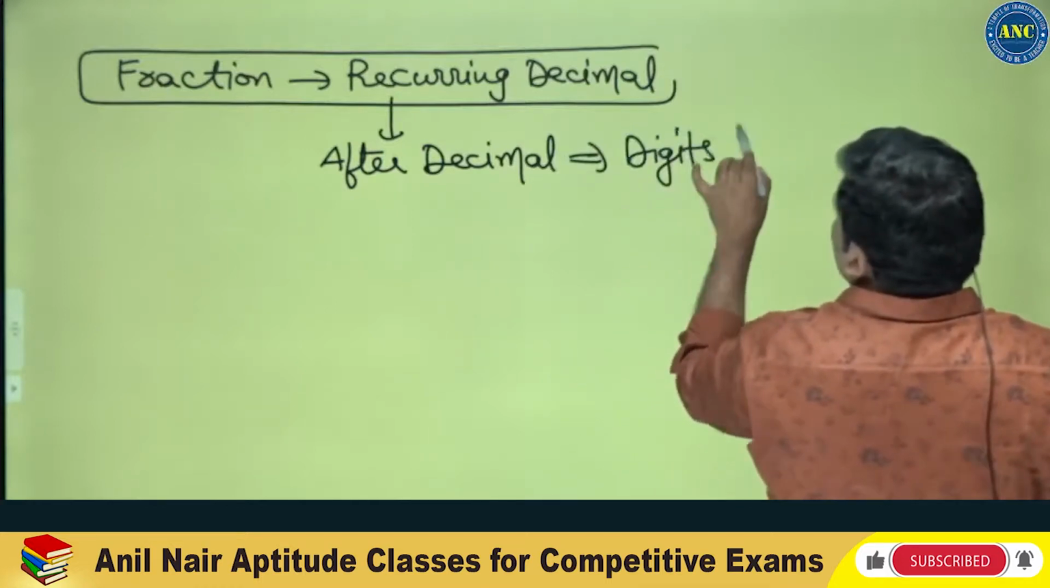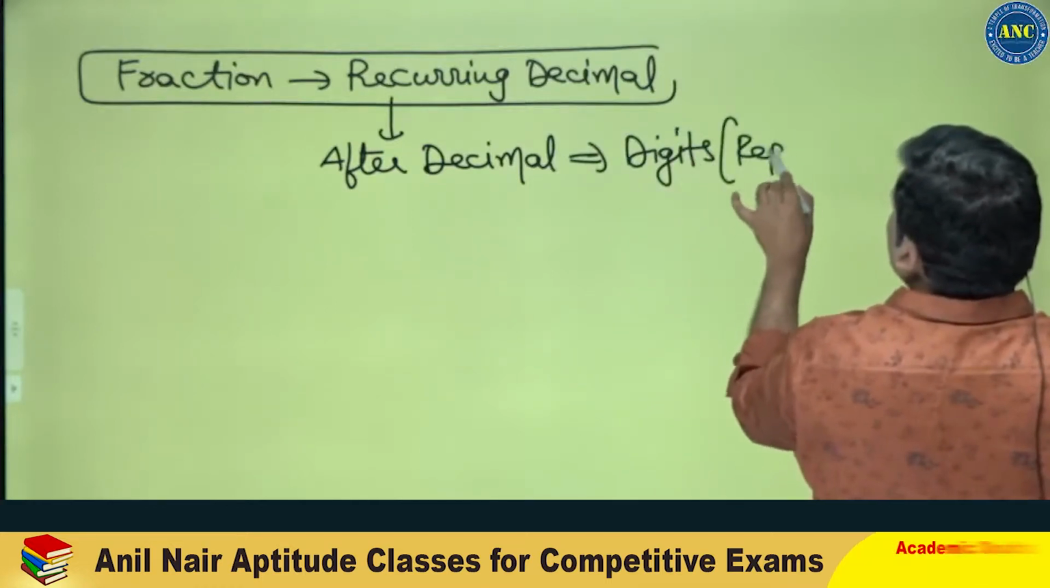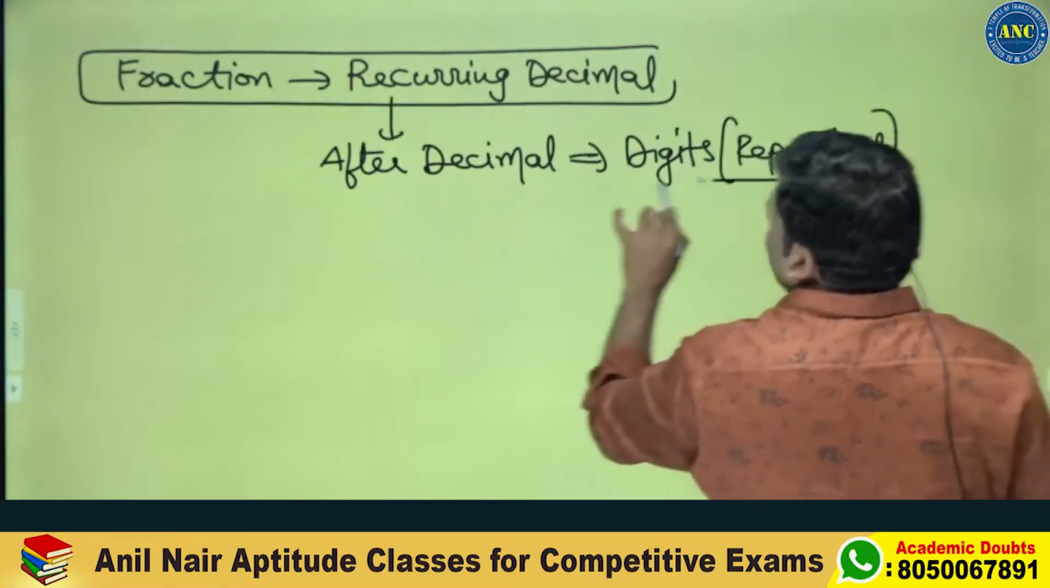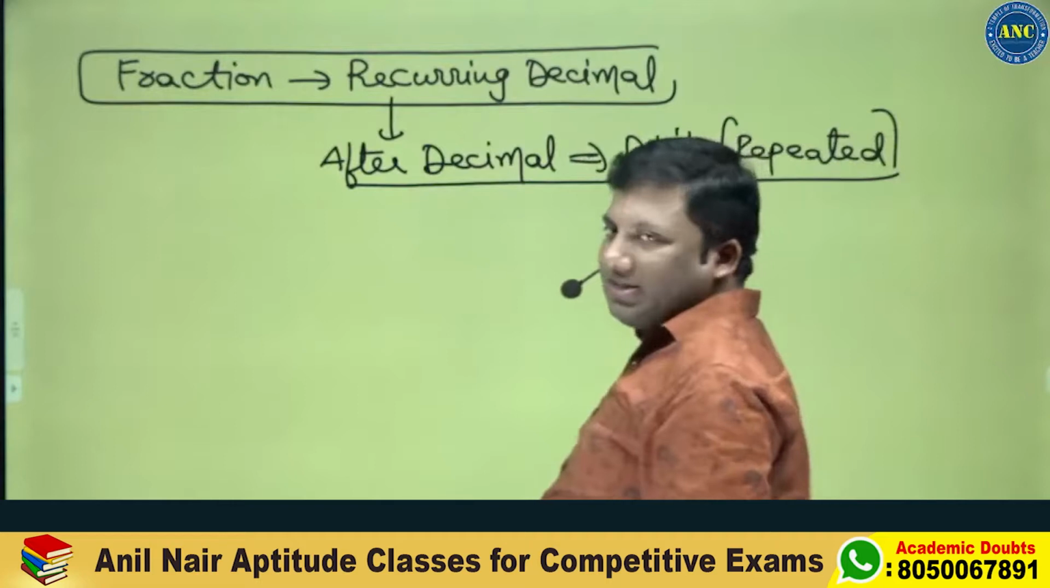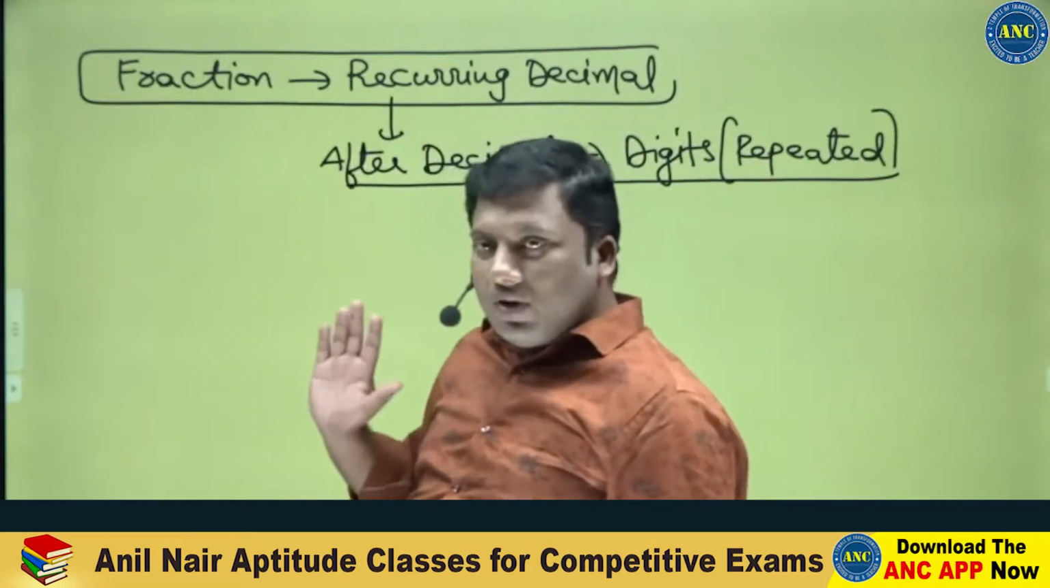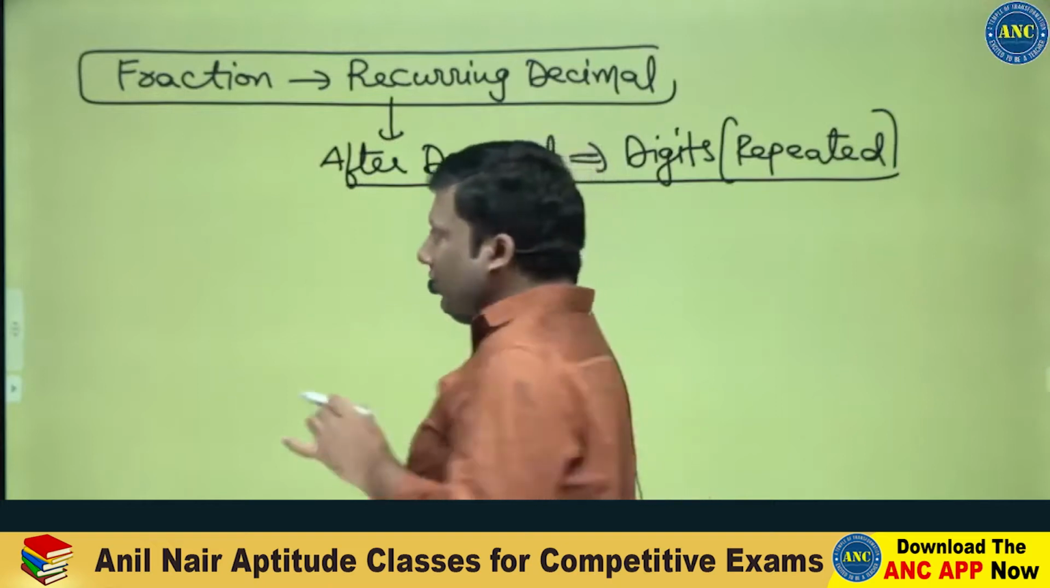After the dot, there will be a certain section of digits that will get repeated. Hence the name recurring decimal. Otherwise, the name will be non-recurring decimal. When will it happen? Listen carefully.